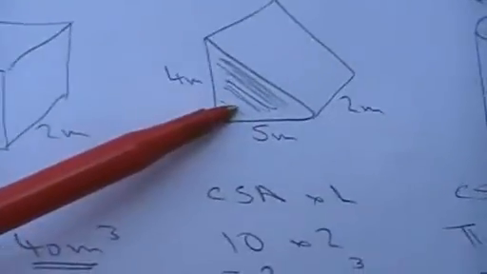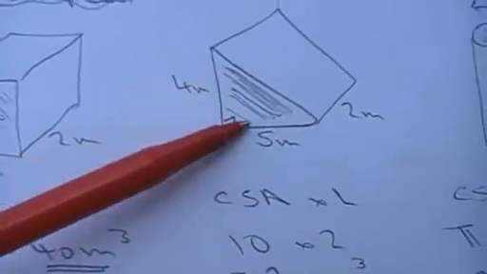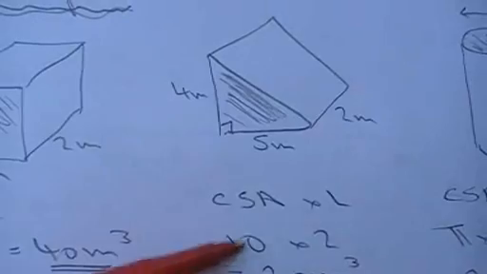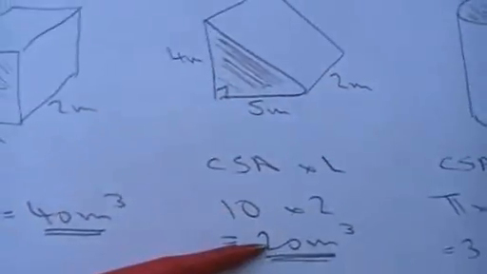Area cross section, how many people will get that triangle wrong? 4 times 5 divided by 2, because it's a triangle, then times 2 back is 20.